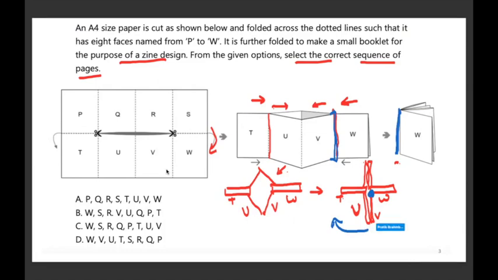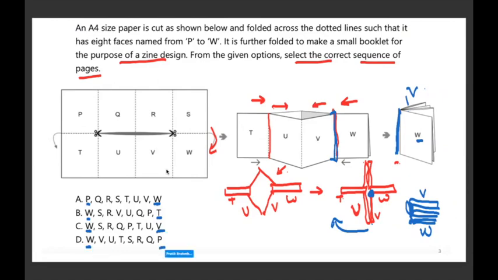So all these pages here will be folded, and then they will eventually look something like this, where in front W will come and behind this edge your V will come. So naturally what it means is the booklet will start from W and will end with V. We'll just check for the options with reference to which are the options which start with W and end with V. A starts with P, ends with W. B starts with W, ends with T. C starts with W, ends with V, and D starts with W, ends with P.